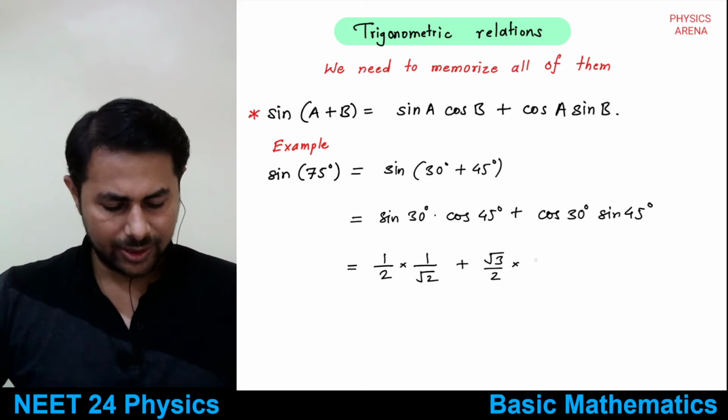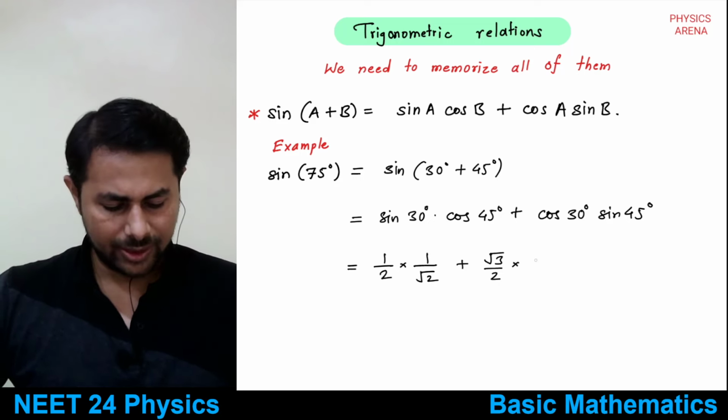So then you just need to simplify this. I guess you can take 1 upon 2 root 2 common, and in the numerator you will have 1 plus root 3. If you take 1 by 2 root 2 common, then from this term you will have 1, and from this term you will have root 3. So that is 1 plus root 3, and this is the answer. Now we can simplify further after this point also, but you got the idea, right?